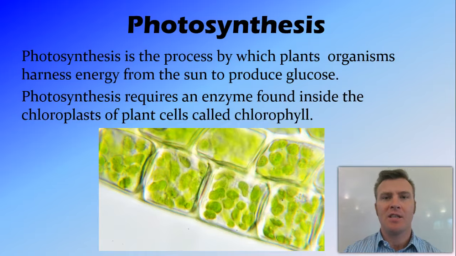So firstly, photosynthesis. Photosynthesis is how plants get their energy. They harness the energy from the sun and use this to create sugar, or in particular glucose. Photosynthesis would not occur without an enzyme that's found in plants called chlorophyll. And this enzyme is found inside a structure within the cell called chloroplasts.